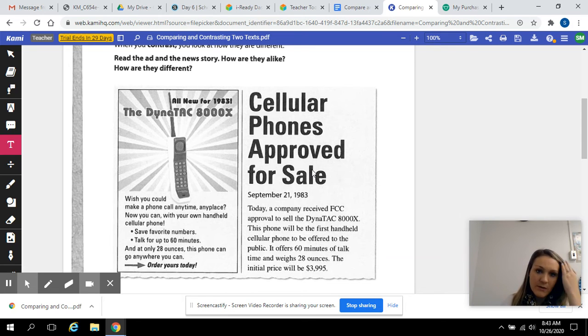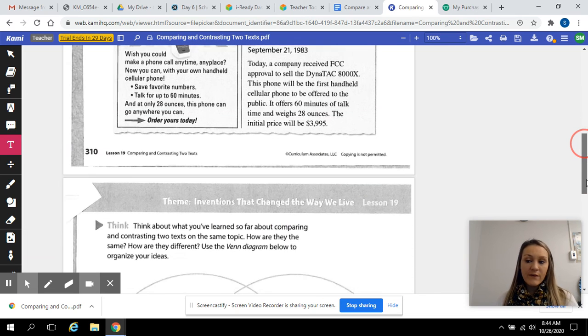Now for the news story. Cellular phones approved for sale. September 21st, 1983. Today, a company received FCC approval to sell the Dynatac 8000X. This phone will be the first handheld cellular phone to be offered to the public. It offers 60 minutes of talk time and weighs 28 ounces. The initial price will be $3,995.